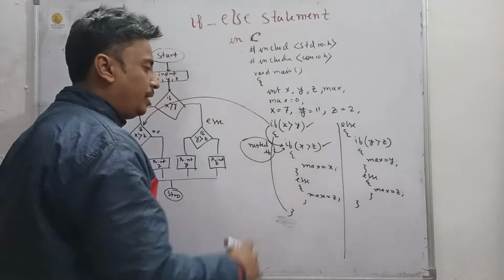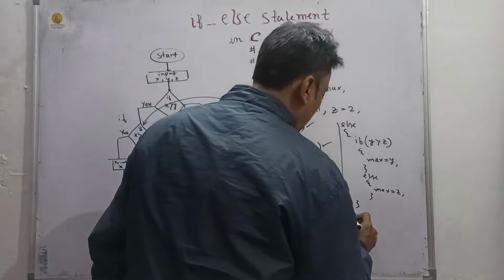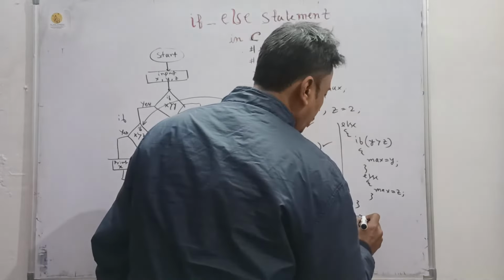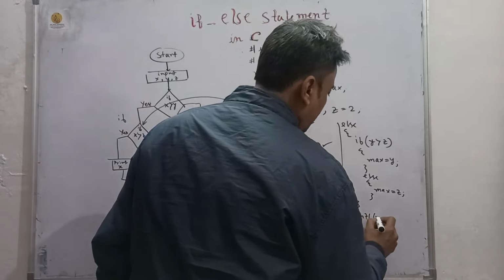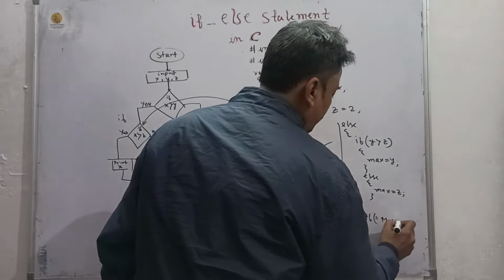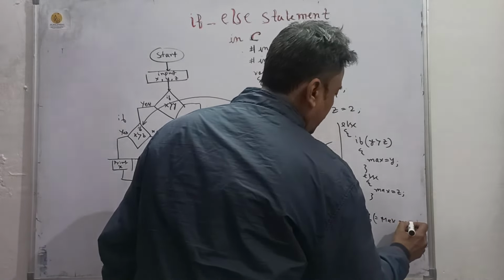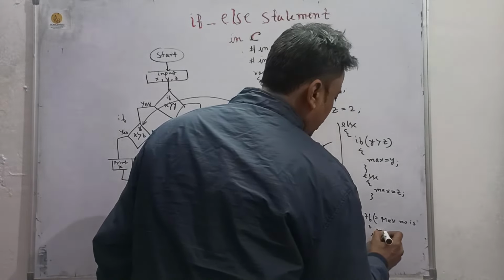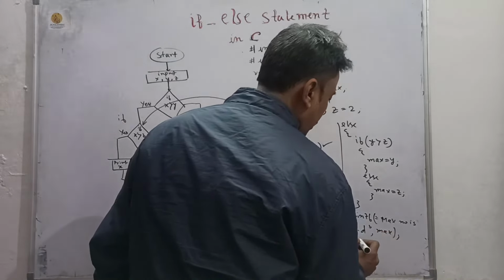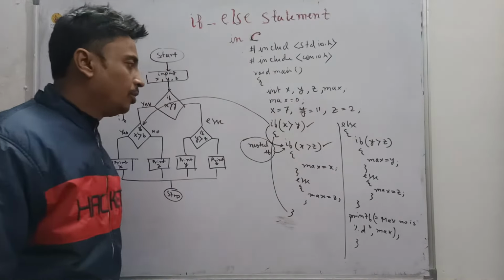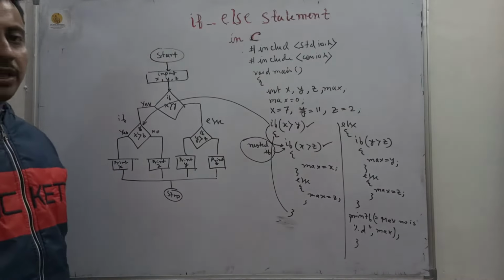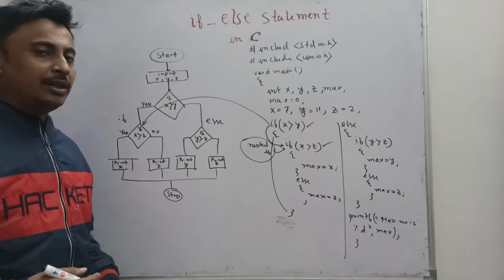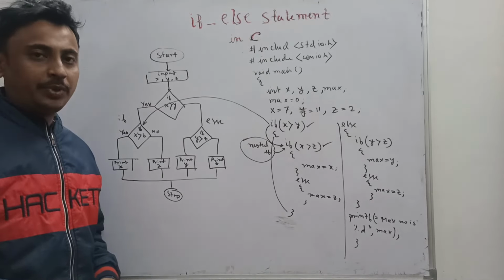Finally, we find our max, and outside the scope you print "maximum number is %d", max. Understood? So in this way you can apply the nested if-else statements.